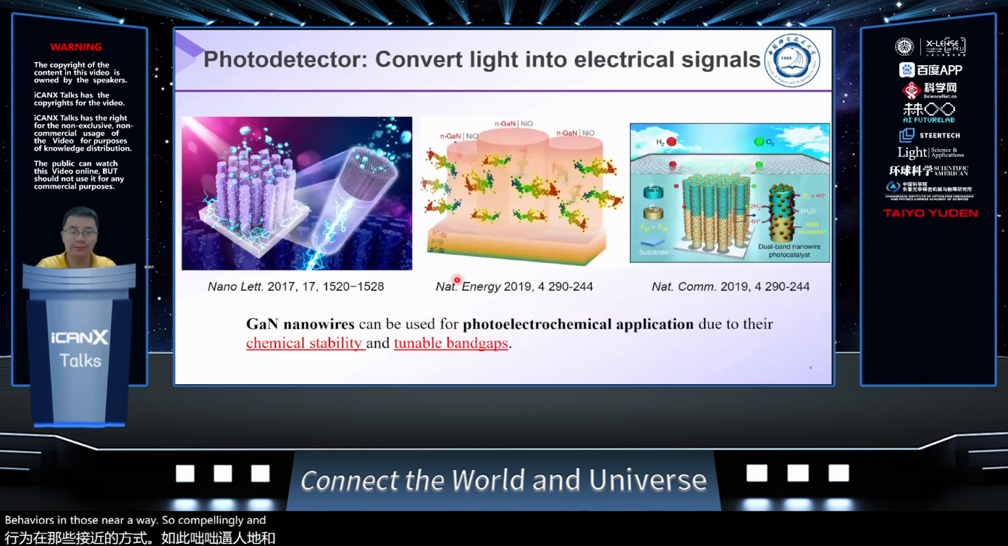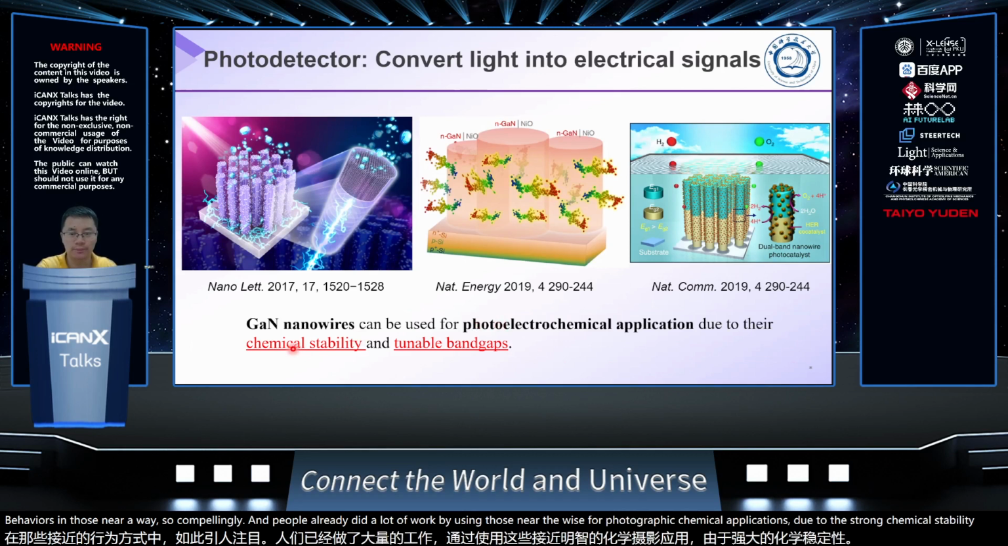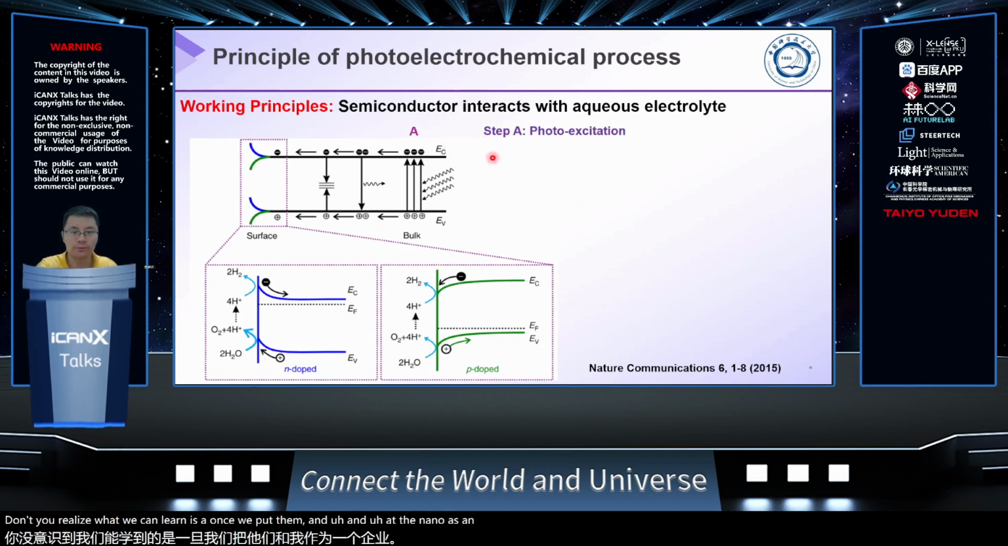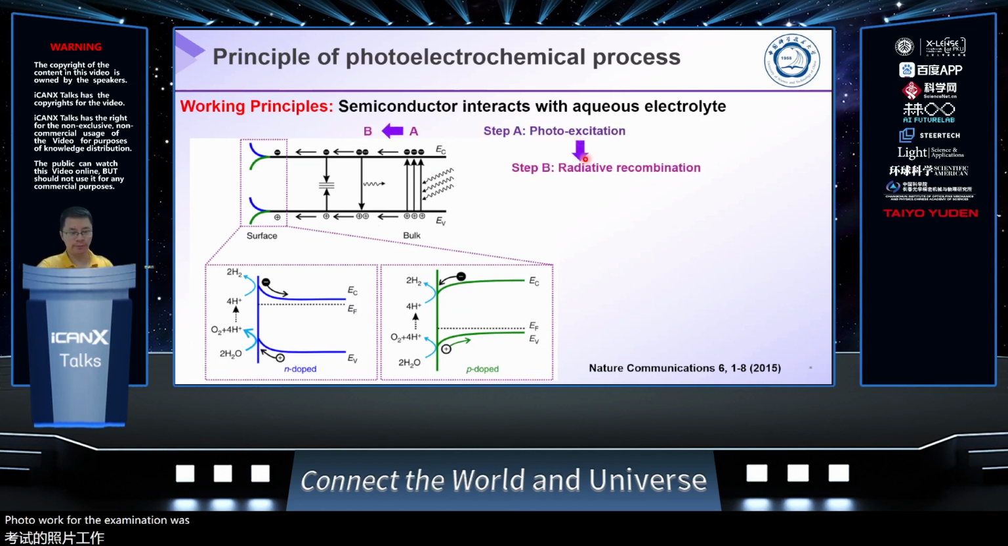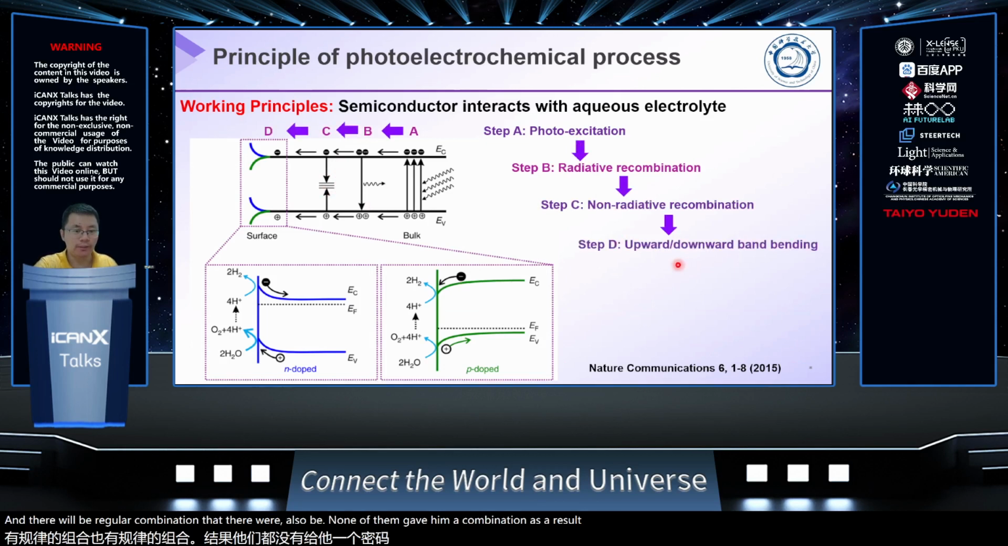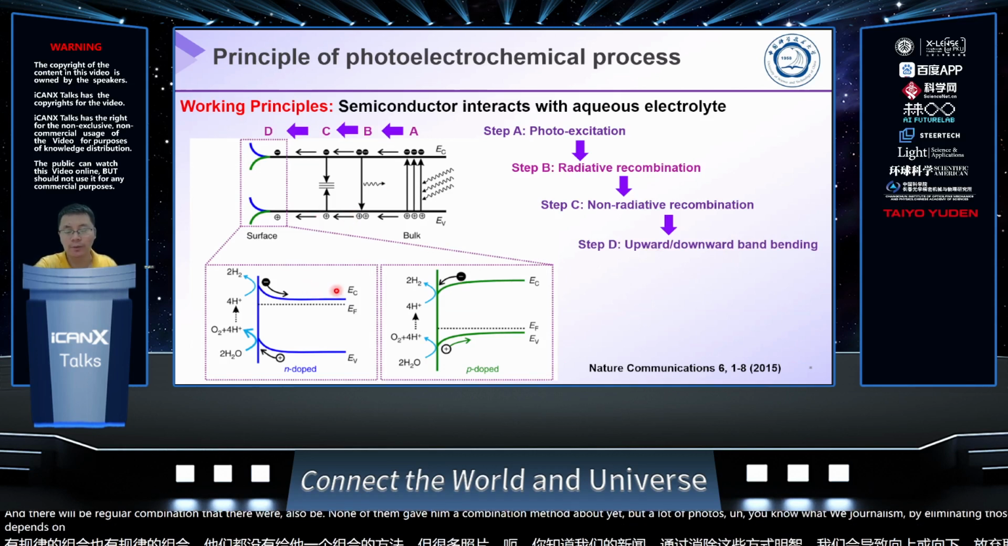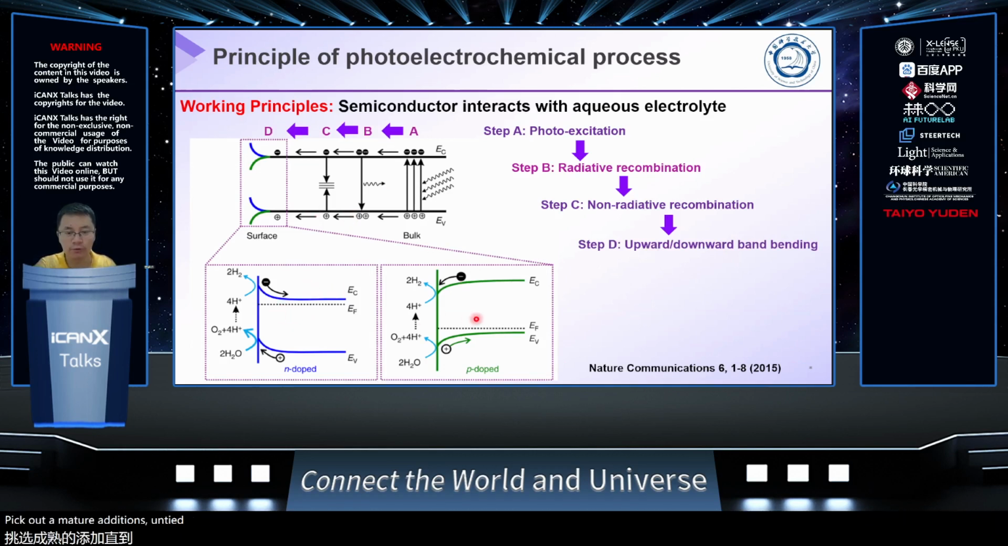Conventionally, people already did a lot of work using nanowires for photoelectrochemical applications, due to the strong chemical stability of gallium nitride and the tunable band gaps. If we put the gallium nitride nanowires into an aqueous electrolyte, what we can learn is this. Once the nanowires are illuminated with light, photo excitation will generate electron hole pairs. There will be radiative recombination, and there will also be non-radiative recombination. Once we generate electron hole pairs by illuminating those nanowires, we will cause upward or downward band bending, depending on whether this is N-type or P-type material, once we expose those nanowires to the electrolyte.